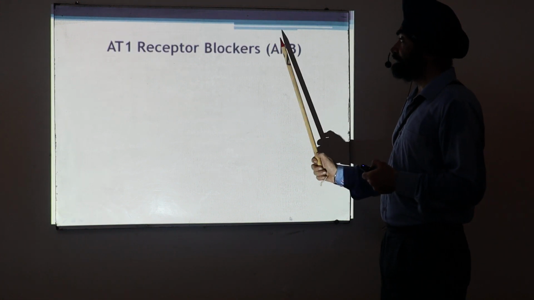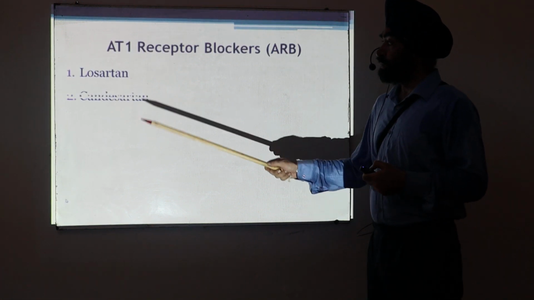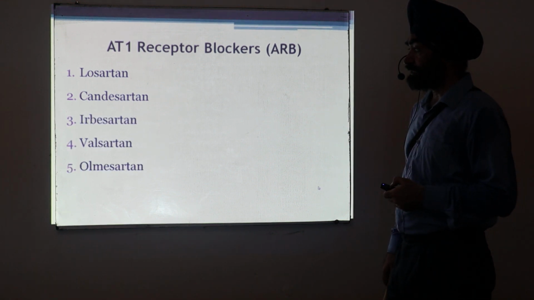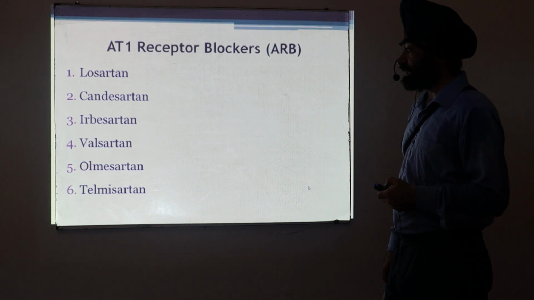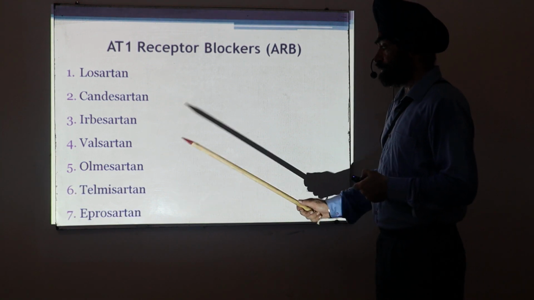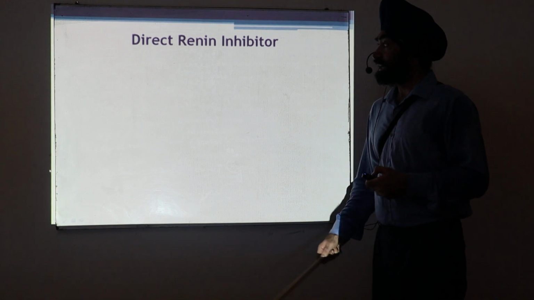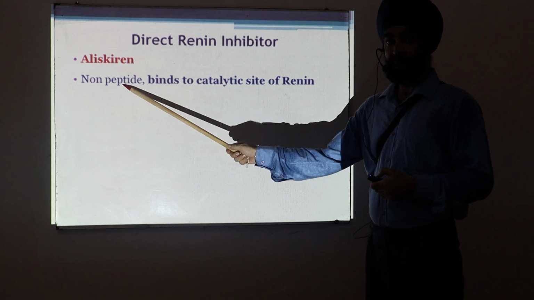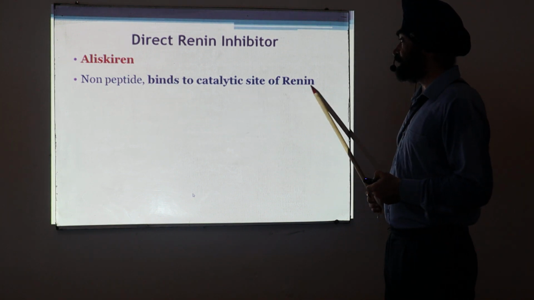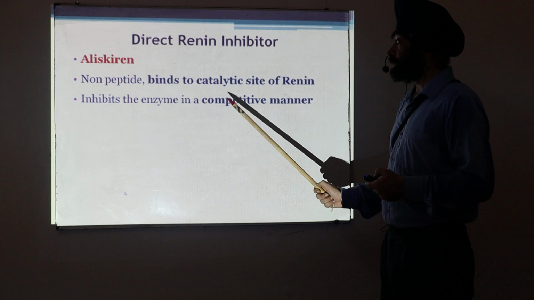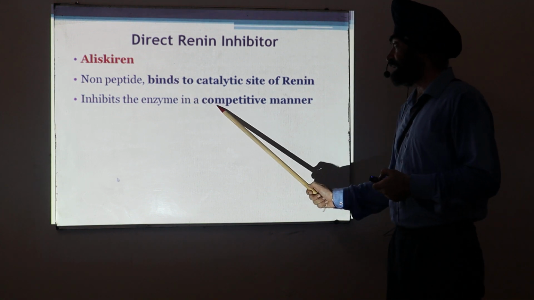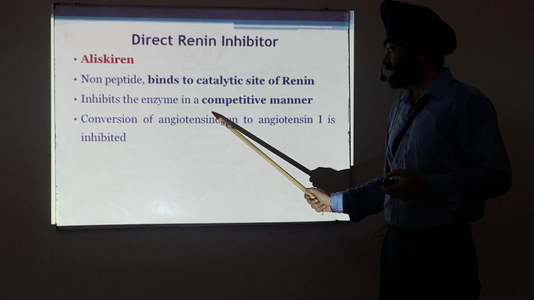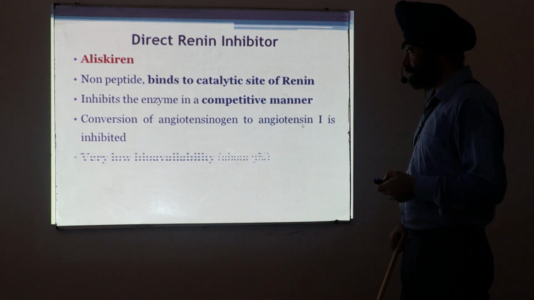Now coming down to the AT1 receptor blockers, I will just name the drugs: losartan, candesartan, irbesartan, valsartan, olmesartan, telmisartan, and eprosartan. Coming down to the last drug, the direct renin inhibitor. The drug is aliskiren. This is a non-peptide that binds to the catalytic site of renin, so it is a competitive inhibitor. So it inhibits the conversion of angiotensinogen into angiotensin I.